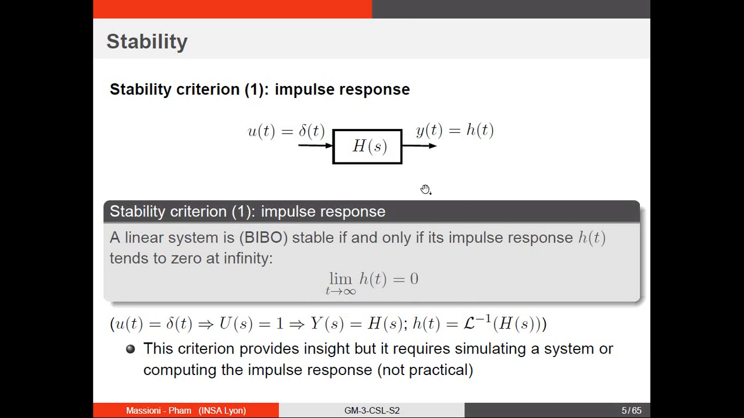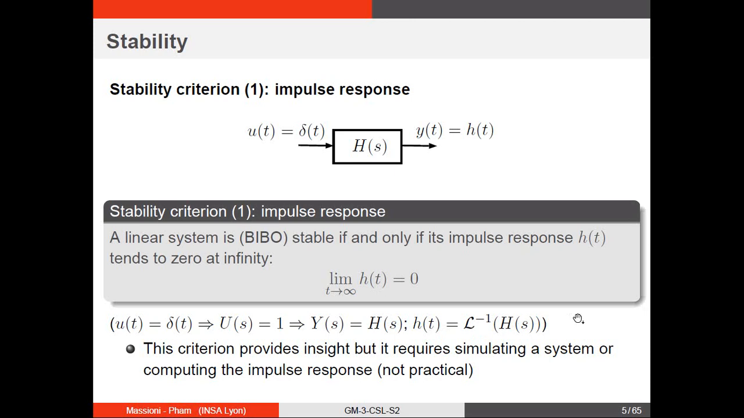So you remember that the impulse response of a given system, for example in terms of transfer function, is basically the inverse Laplace transform of the transfer function. So if you have a system described by a transfer function H, basically the inverse Laplace transform h of t is the impulse response. Well, if the limit of the impulse response for t going to infinity is 0, then this system is BIBO stable, otherwise it is not.